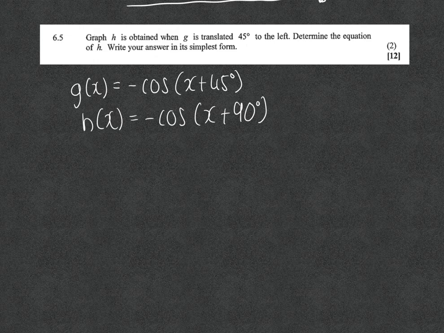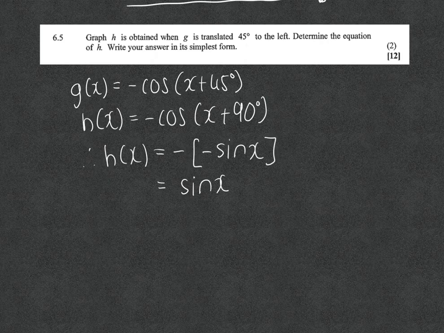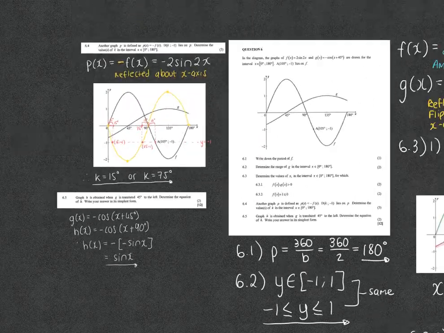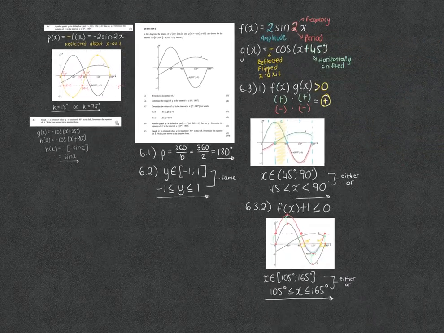Now this is a co-ratio, so we can simplify it and say H of X is equal to minus, what does cos of X plus 90 change into? It's the same as 90 plus X. So that one will change into minus sine of X. Therefore, your simplified version would be sine of X. Okay, great. And that is your trig graphs part of paper 2 2023.